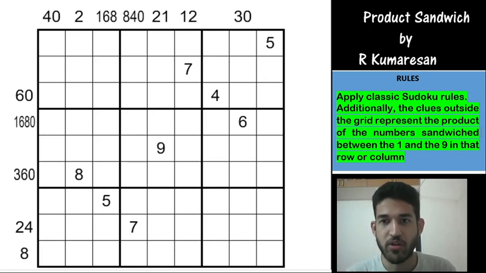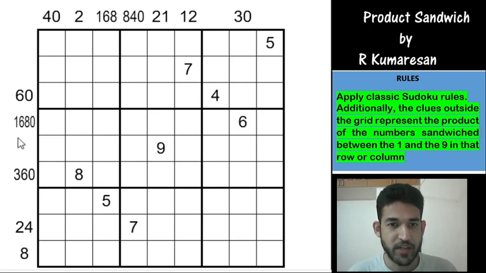The rules of the Sudoku are: classic rules apply. Then clues given outside the grid are the product of the digits between 1 and 9 in the corresponding row or column. Many of us might have seen what a sum sandwich Sudoku is. When you sum up the digits between 1 and 9 in the corresponding row or column, they give you the total which is given outside. So here, for a difference, we have product. You have to multiply the digits between 1 and 9 in the corresponding row or column, and that is given outside. So you can use the clue as reference and continue this solve.